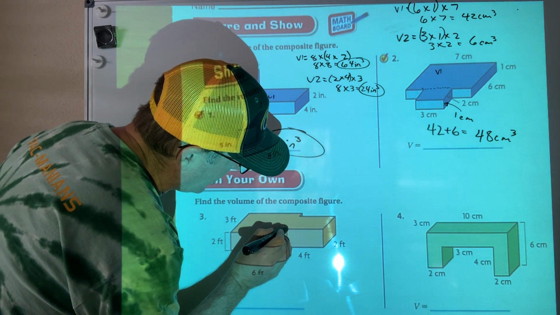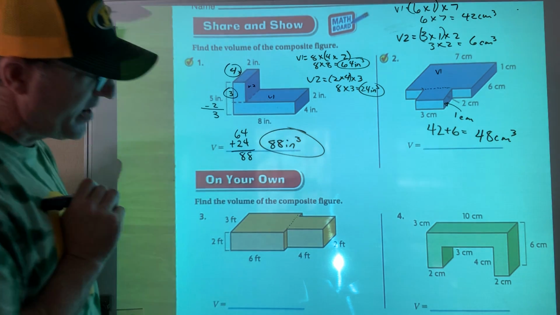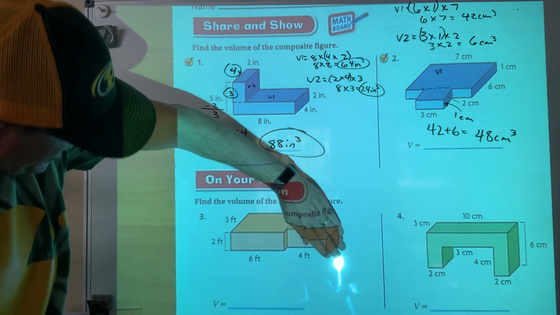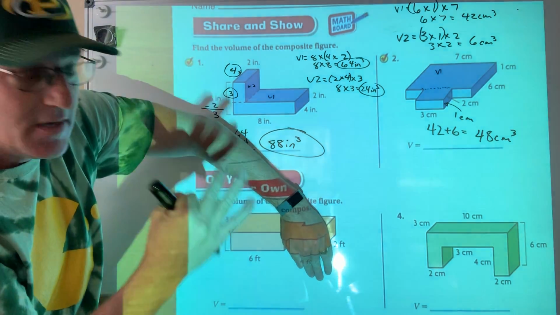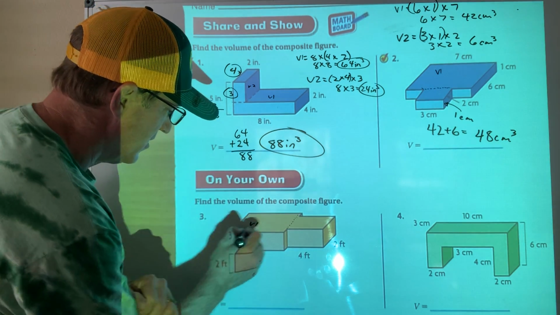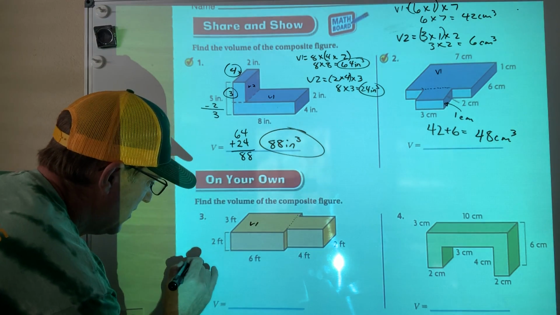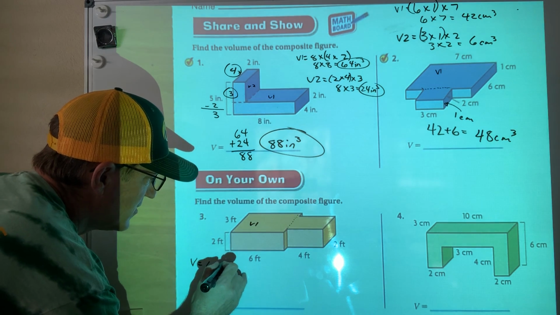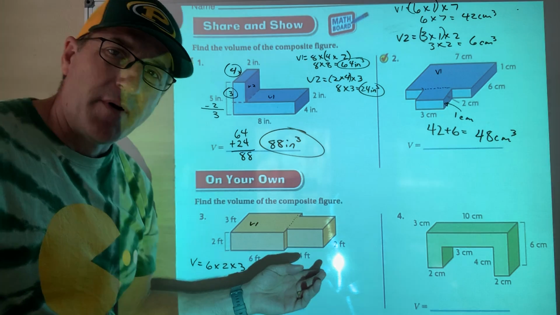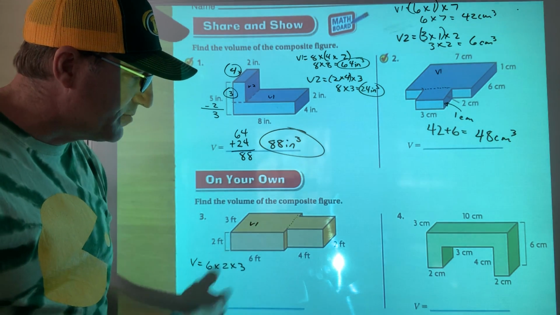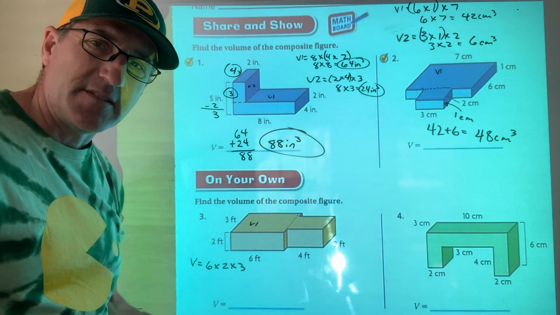All right, here's another one similar to that, just facing a different direction. Draw my little dotted line here. Again, I put my hand over this, and I see I have 6 times 2 times 3. I just need those 3 numbers. So this is my V1. V1 equals 6 times 2 times 3. They're right here. Pause the video and see if you can find out what's missing here. I've got 2 numbers. Which number am I missing?